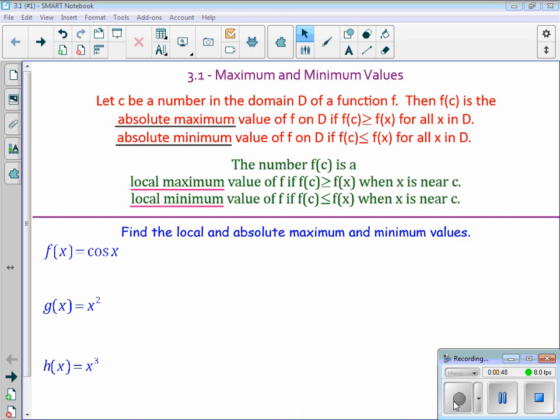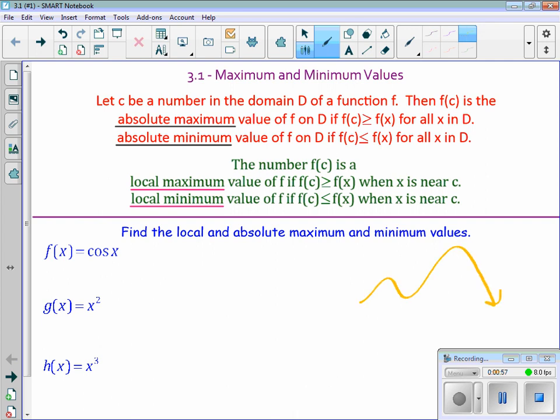Possibly, okay. There could be more than one local max, couldn't there? If we've got a graph that does this. Okay, which one of those is a local max? Both of them are local maxes. Okay, so if we were asked to find the local maxes, we've got a local max here because it's the highest point in an interval that surrounds it. Okay, same thing here. We've got a local max there because it's the largest point for an area that surrounds it.